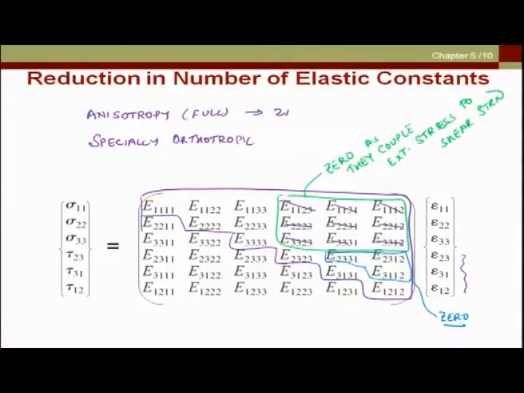Why? Because consider a situation: this is a material and suppose this is a simple material, all the fibers are running in this direction, and I apply a shear strain like this. This is my 2 axis, this is 1 axis, this is 3 axis. So, I am applying tau 2 3. When I apply tau 2 3 in such a material, the first thing is there is no extensional strain which will be generated, because I am applying only tau 2 3 and it is especially orthotropic.